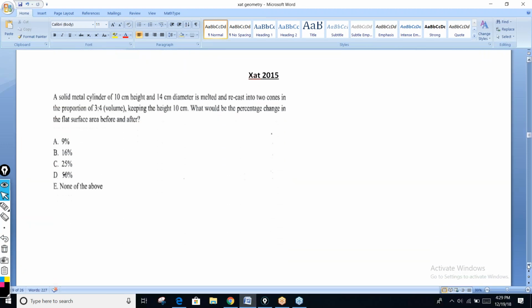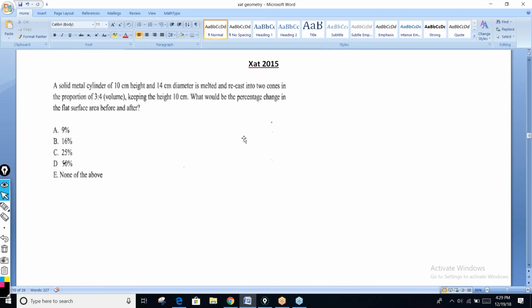Come to the next, Z 2015. So in this session, I'm going to take till Z 2015. In the next one, I'll take 2016. Look at this. A solid metal cylinder of 10 centimeter height and 14 centimeter diameter is melted and recast into two cones in the proportion 3 to 4 by volume, keeping the height 10 centimeter. What will be the percentage change of flat surface area before and after?